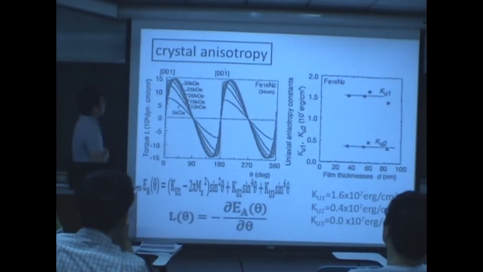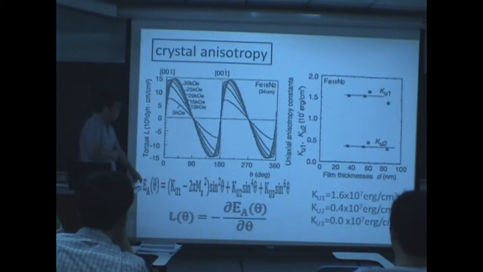In this slide, the determination of the crystalline anisotropy constant is demonstrated by the experimental result curve and the formula shown here. We can extract the crystalline anisotropy constant from there, and the results show that the anisotropy constant is largely independent of film thickness.